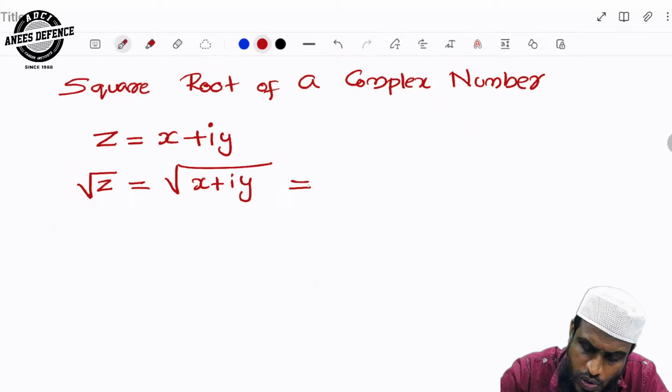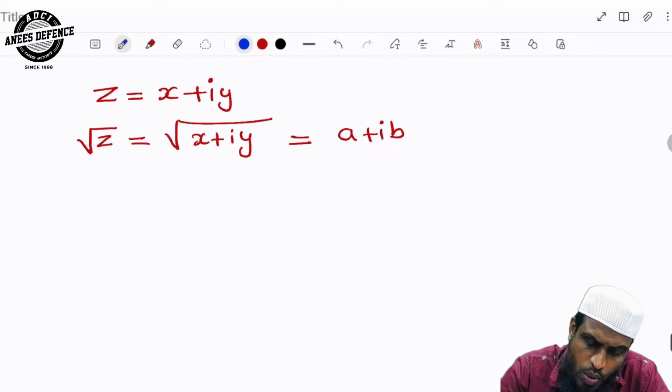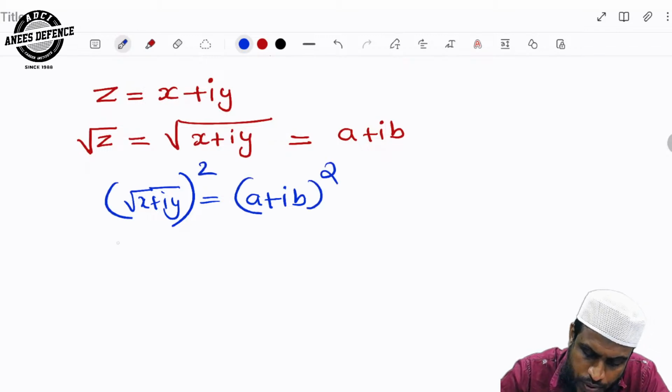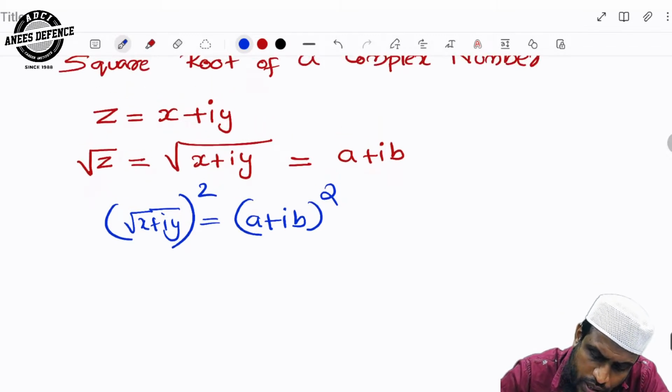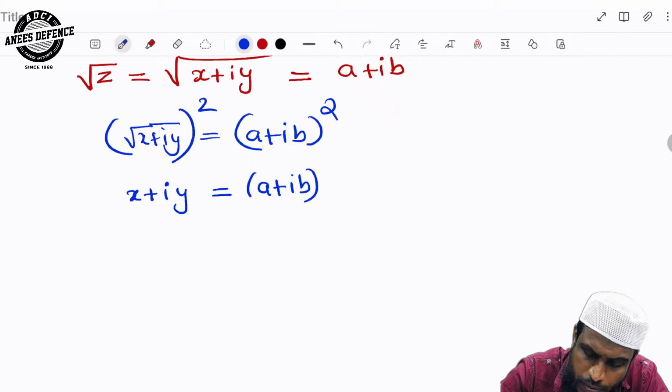So if that is equal to a plus ib, here I am assuming it as a plus ib. Square root of x plus iy is a plus ib. Then what to do? Now I am going to square on both sides. So I can write x plus iy equal to a plus ib square. Here square and under root get cancelled. So it can be written as x plus iy equal to a plus ib the whole square.